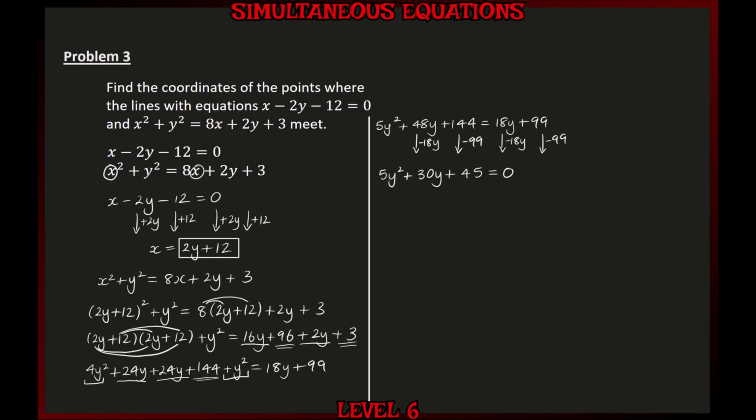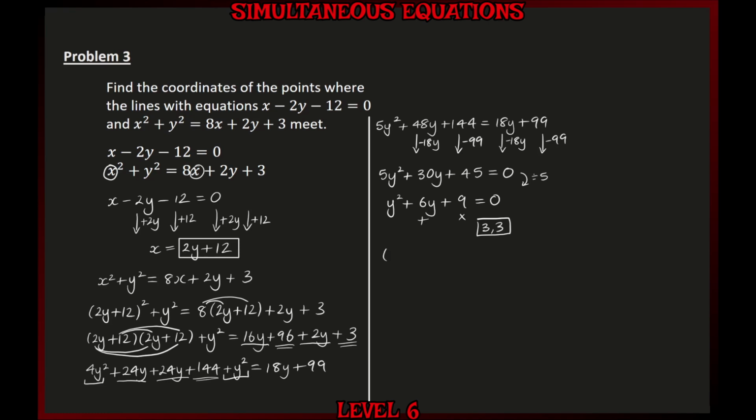Now looking at this equation, we can actually divide every term by 5, and this is going to give us a y squared at the start, which often makes things a little bit easier. So dividing everything by 5, this gives us 5y squared divided by 5 is y squared, 30y divided by 5 is 6y, and 45 divided by 5 is 9, and that's equal to 0. And now we can try and factorize. So we're going to look for two numbers that multiply to make 9 and add to make 6. And those two numbers are 3 and 3, because 3 times 3 is 9 and 3 plus 3 is 6.